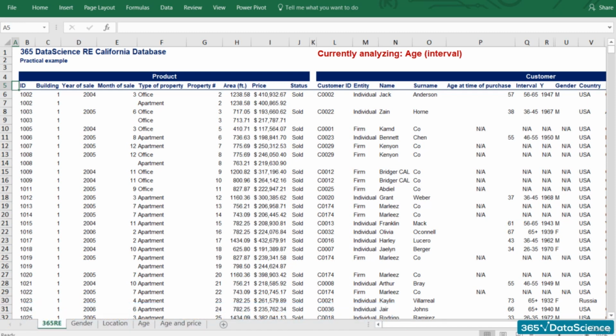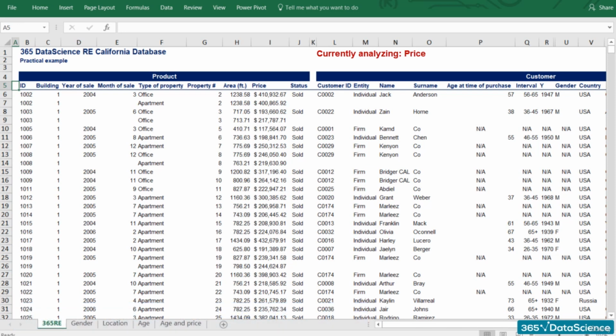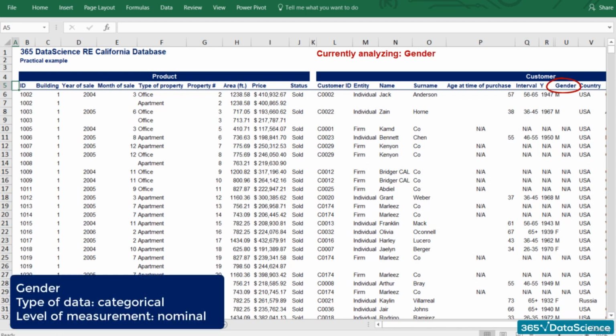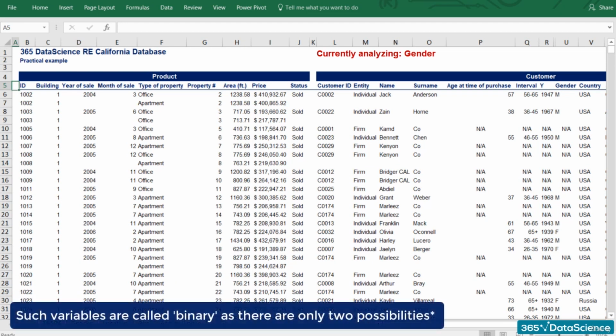In most corporate analyses, price is central. No matter the dataset, it is always a numerical variable that, like age, may be discrete or continuous depending on your needs. If you are interested, banks and corporations treat it as continuous, and so will we. The level of measurement here is ratio. The next variable we want to look into is gender. It is of categorical type, and its level of measurement is nominal. It is very similar to yes and no questions that we discussed in previous lessons. Such variables are called binary, as there are only two possibilities, which are always categorical.